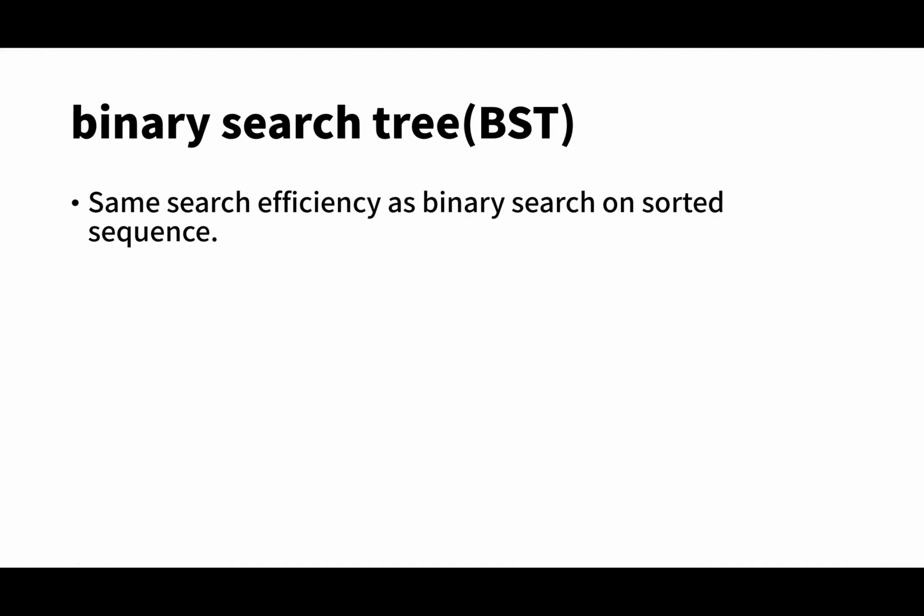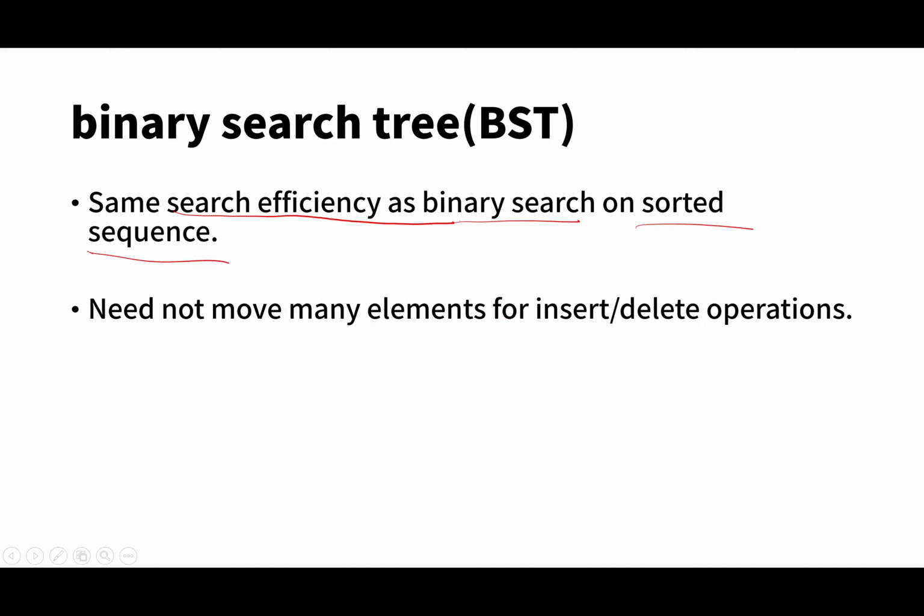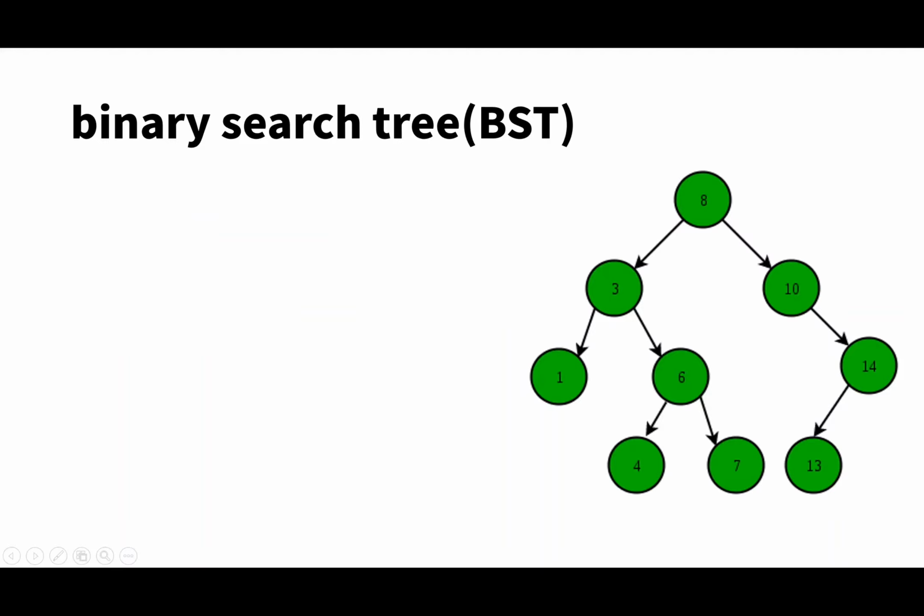For a binary search tree, the search has the same efficiency as binary search on a sorted sequence. And we do not move many elements for insert and delete operations. For example, this is a binary search tree. In this tree, every node has at most two child nodes. One is called the left node and the other is called the right node. So it is a binary tree.